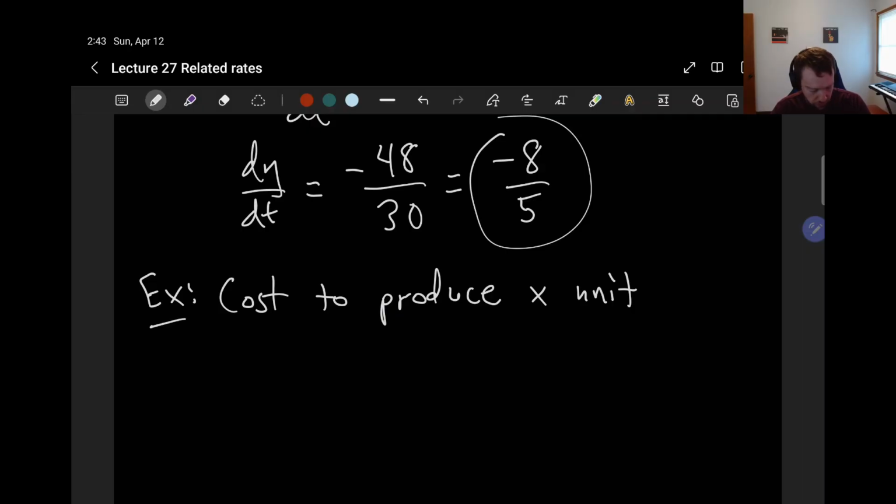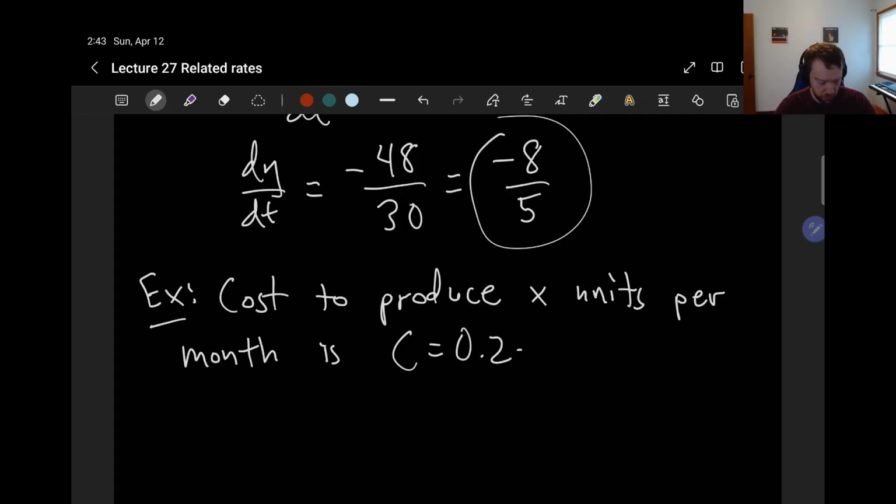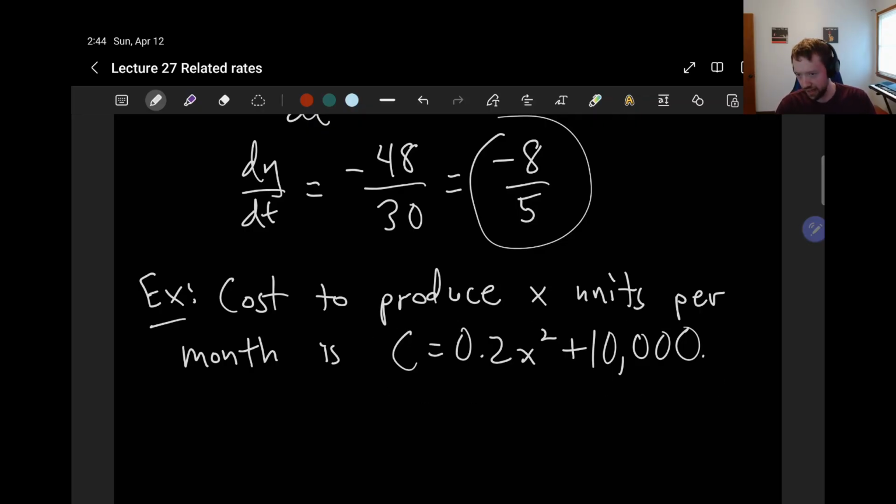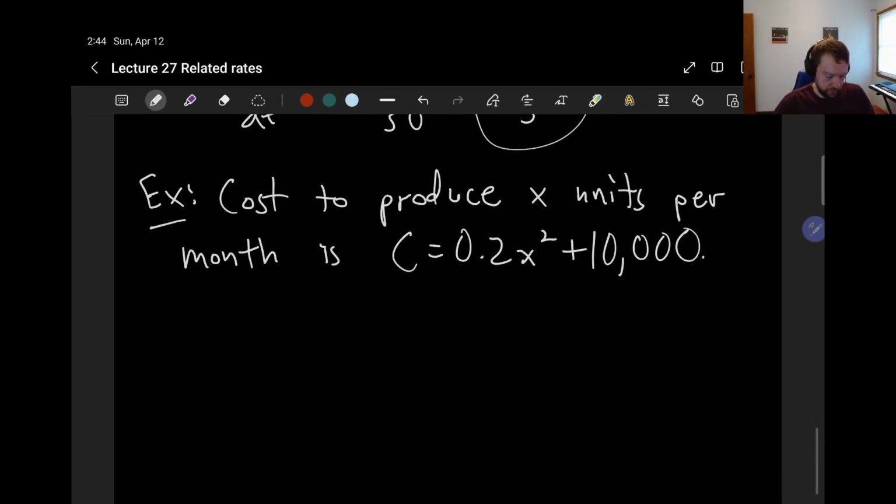So let's say the cost to manufacture x units of a product per month is given by C equals 0.2 x squared plus 10,000. So again, the relationship is given to us here between our variables. And in the next problems that we do, it won't be that simple. But for now, we're given the relationship again.